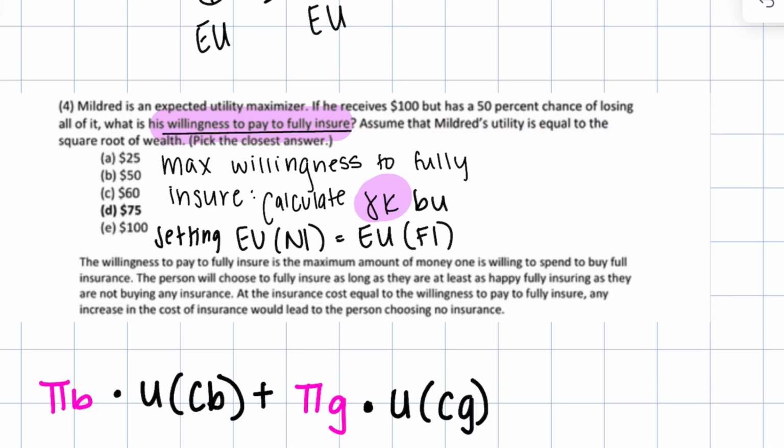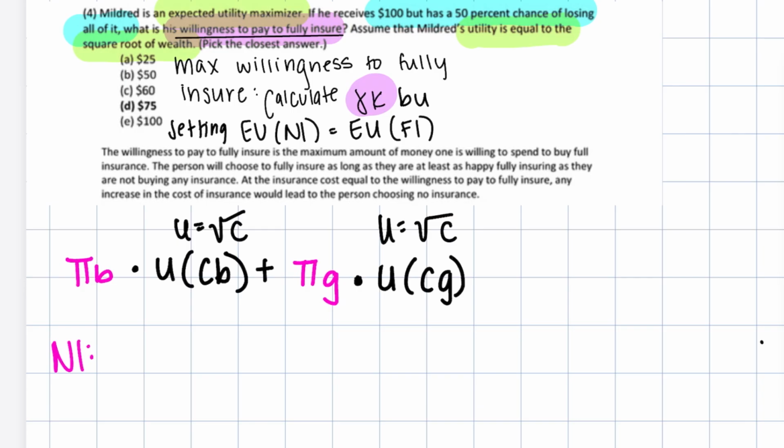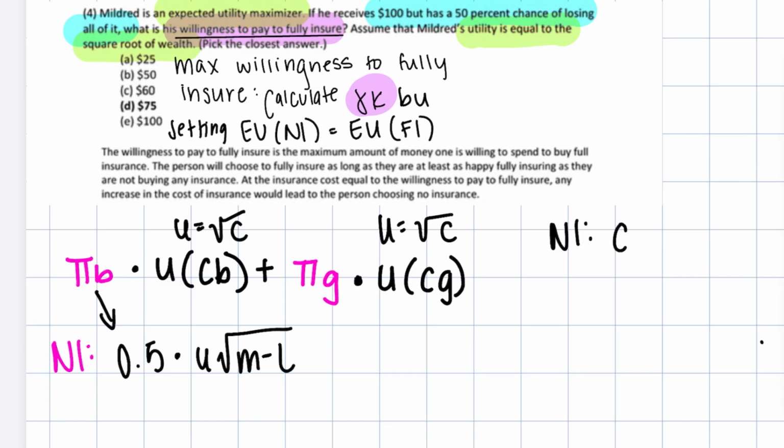So once again, going through this expected utility equation, it's important to notice it says that he's an expected utility maximizer and that his utility is equal to the square root of wealth. So once again, we're going to have U is equal to root C here, right? And so we have two possible options. We have that no insurance, and so that's going to be this receives $100 and has a 50% chance of losing all of it, right? So under no insurance, we know that the probability of an accident occurring is that 50% chance times our utility of the root of M minus L, right? Because under no insurance, our consumption in a bad state is M minus L.